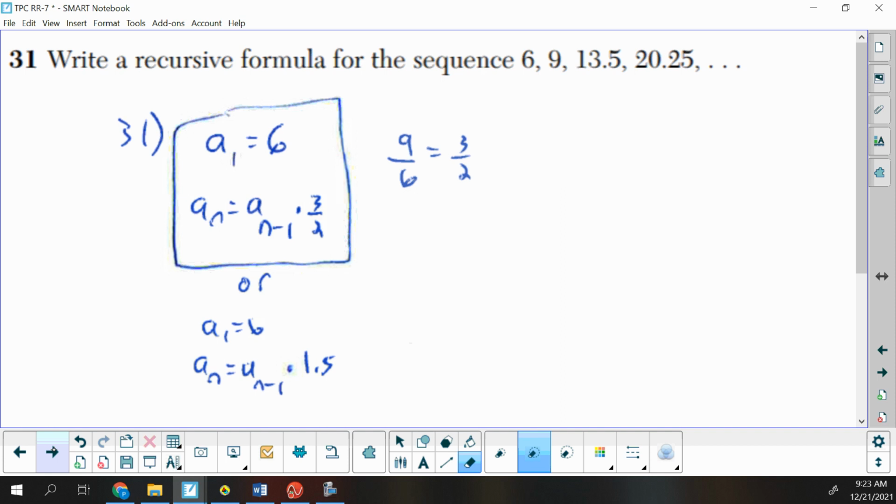Next one, write a recursive. So your first term was 6, then a sub n equals a sub n minus 1. This one's not addition, clearly, so do a2 divided by a1 to get your r, and you can either write that as 3/2 or 1.5. So either of those options would be fine to show what you're multiplying by.